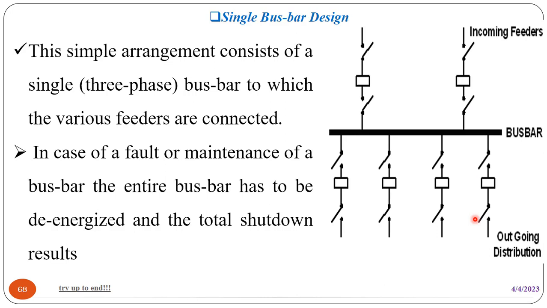This simple arrangement consists of a single three-phase busbar to which various feeders are connected. In case of a fault or maintenance of this busbar, the entire busbar has to be de-energized and the substation is out of supply.